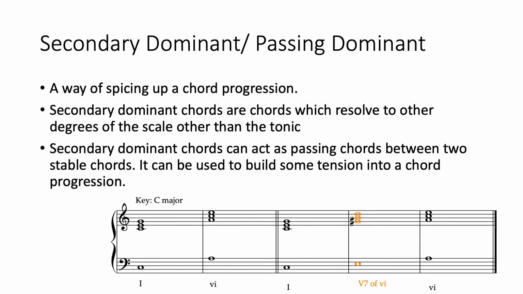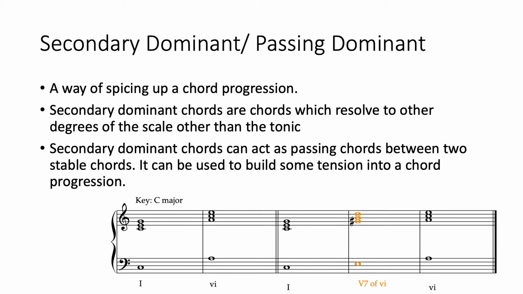They often act as passing chords between two stable chords, and they build some tension into what otherwise might be a relatively bland chord progression. So let's have a look at the example at the bottom of that slide. We're in C major, and we're just going from chord 1 to chord 6. In order to spice that up using a secondary dominant or a passing dominant chord, we would find the dominant of chord 6.